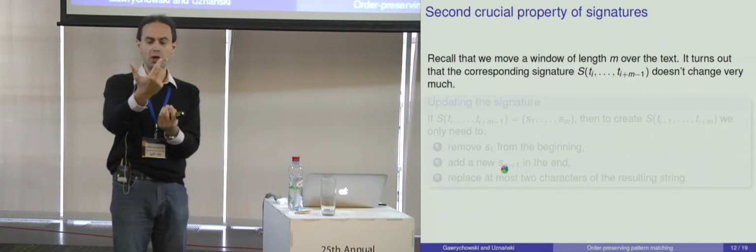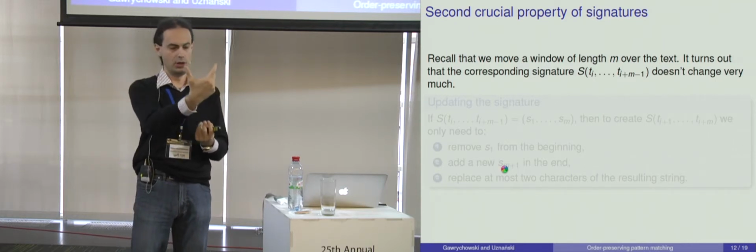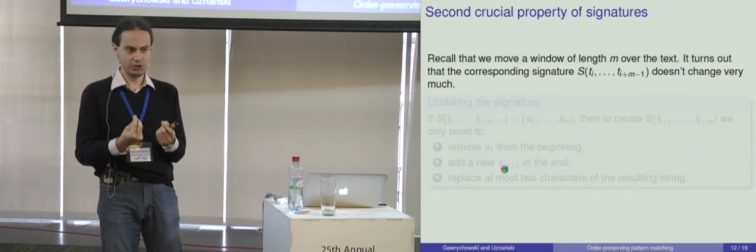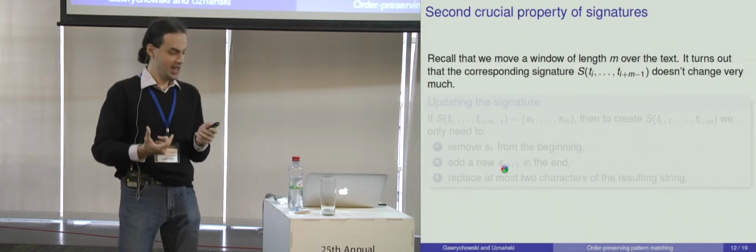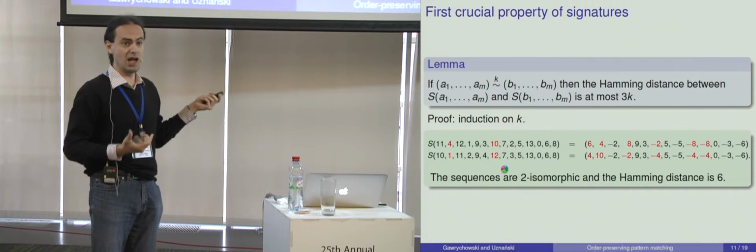And we would like to maintain the signature of this fragment of the text as you move the window. But we would like to do that efficiently. So we have to think a little bit how the signature changes when you move the window by 1. And the thing is, we output the distances, not the absolute positions.